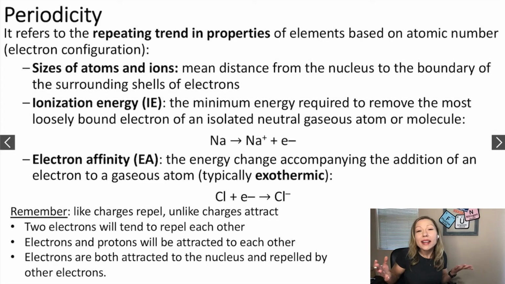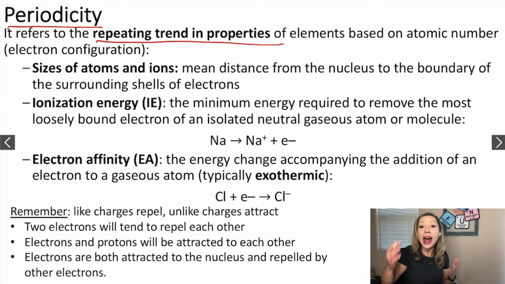Hello guys, why is the periodic table so awesome? Because the elements in it are arranged in repeating patterns. So if you understand these patterns, you can actually predict the different properties of the elements in the table. And this is called periodicity. It refers to the repeating trend in properties of elements based on their atomic number and also electron configuration.